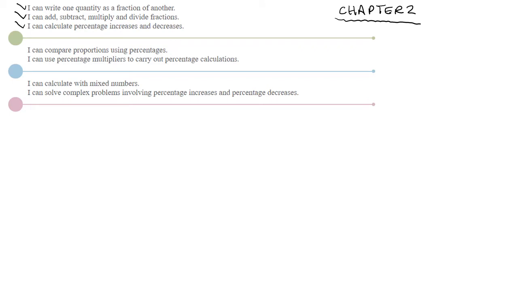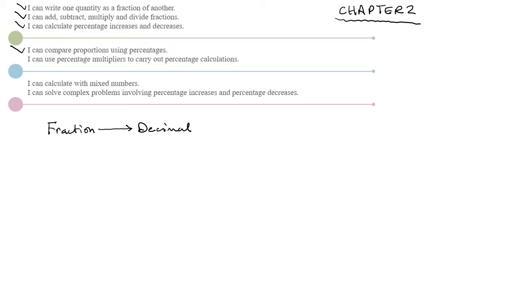Now the remaining sections are pretty much things that we've already done. So if you want to compare proportions using percentages, that basically means converting maybe a decimal or mainly a fraction into a percentage. So we'll just do a little chart here about changing fractions into percentages. If you want to change a fraction into a percentage, the first thing you need to do is change it into a decimal.